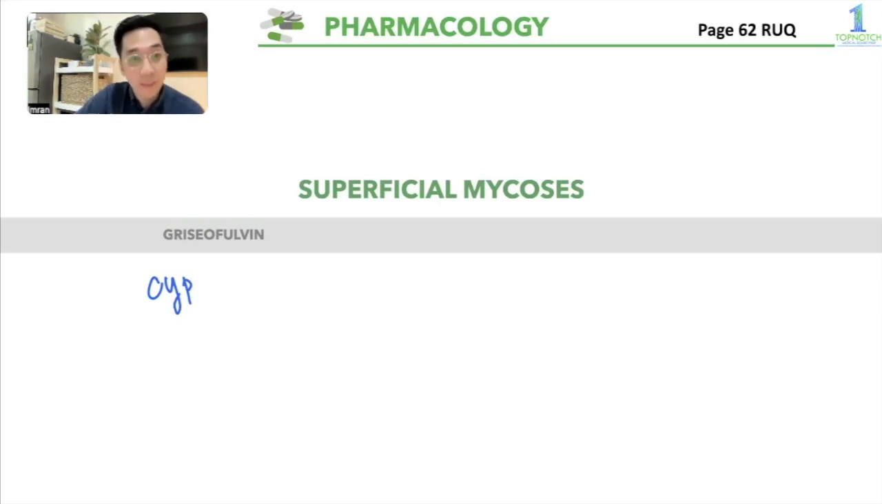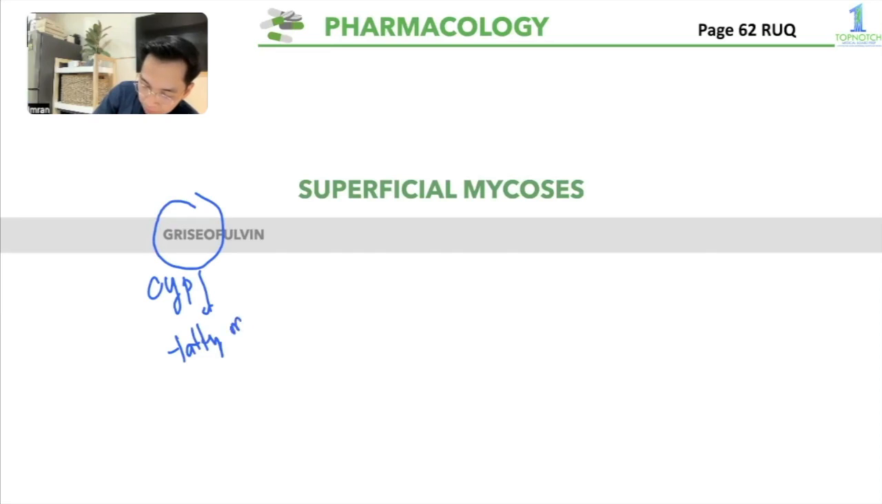And important thing to remember with griseofulvin, no? Tandaan niyo yung grease. Grease sounds like yung fat, di ba? Sebo, okay? Kasi kailangan mo siyang i-take together with a fatty meal, okay? Para mas ma-increase yung absorption niya. All right? So that's for your griseofulvin. Next, we have your terbinafine. Your terbinafine is an example of an allylamine, okay?